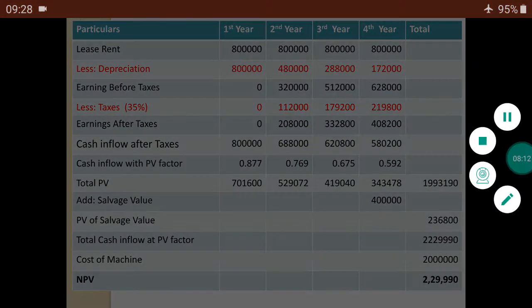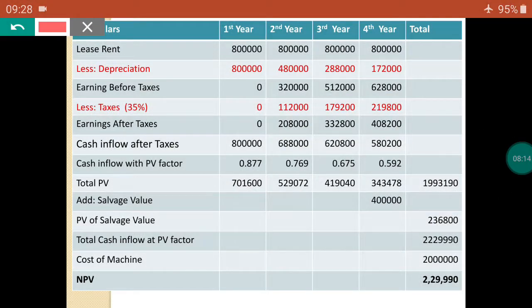After that, we require cash inflow after taxes. How to get the cash inflow after taxes?